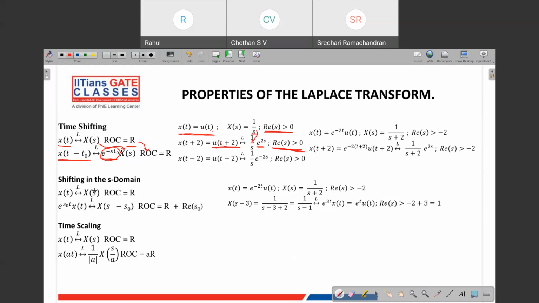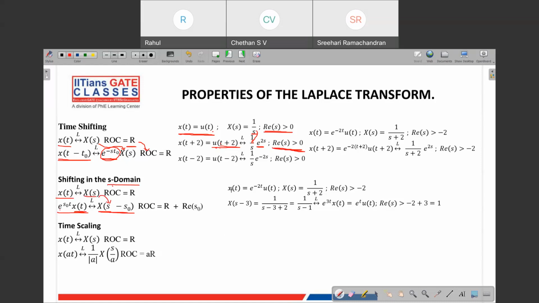Next is the shifting in the S domain. If you have X of s and you shift it in the S domain, it will become X of s minus s naught. In the time domain, it will become like this: here it was x(t), and it will become e to the power s naught t into x(t).